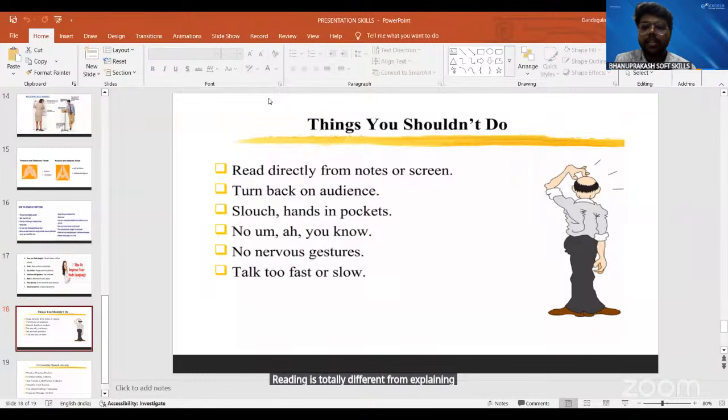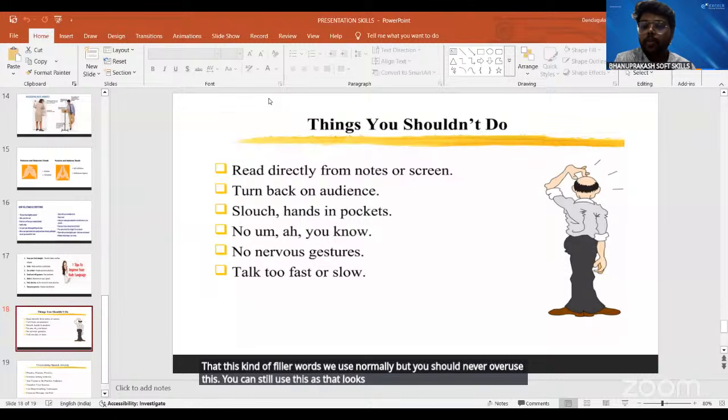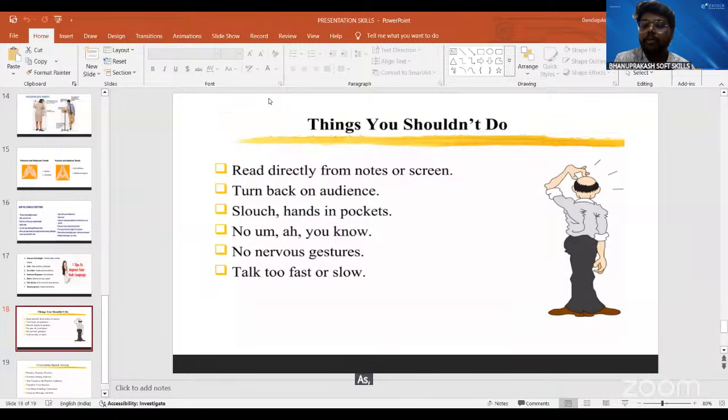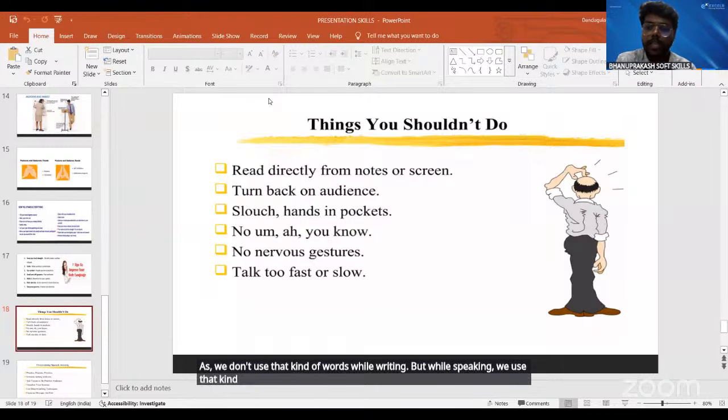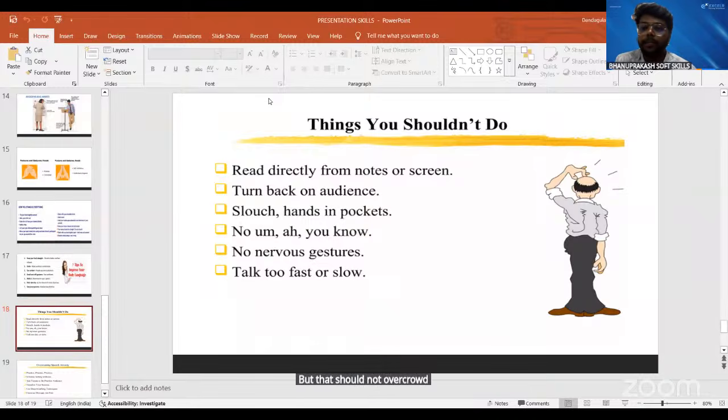And turning your back on the audience, slouching, hands in pockets. No filler words like, here you can see, huh? So you should never use this kind of words. You know that we use this kind of filler words normally, but you should never overuse them. You can still use them, as that looks more conversational, as we don't use that kind of words while writing. But while speaking, we use that kind of filler words. You can still use them, no problem, but they should not be overcrowded.